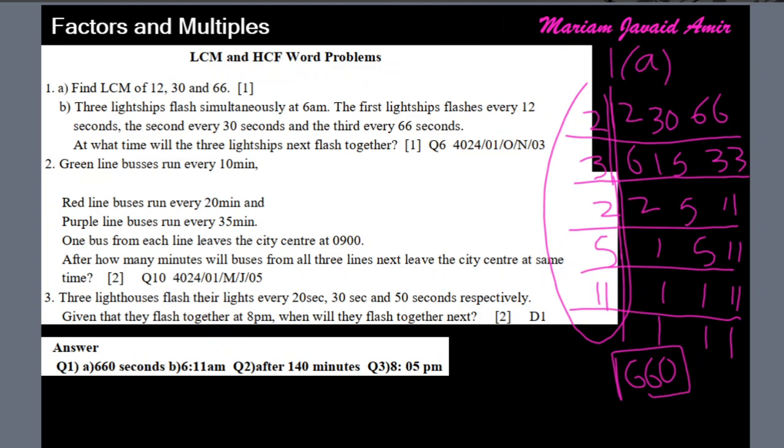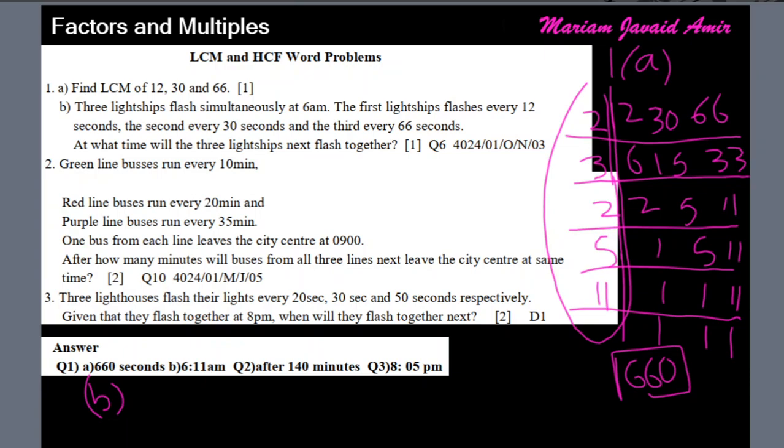Okay, part B. I'm wondering why I have written seconds here in the answer. It should just be 660. Okay. Part B, 3 light ships flash simultaneously at 6 a.m. The first light ship flashes every 12 seconds, the second every 30 seconds, and the third every 66 seconds. At what time will the three light ships next flash together?